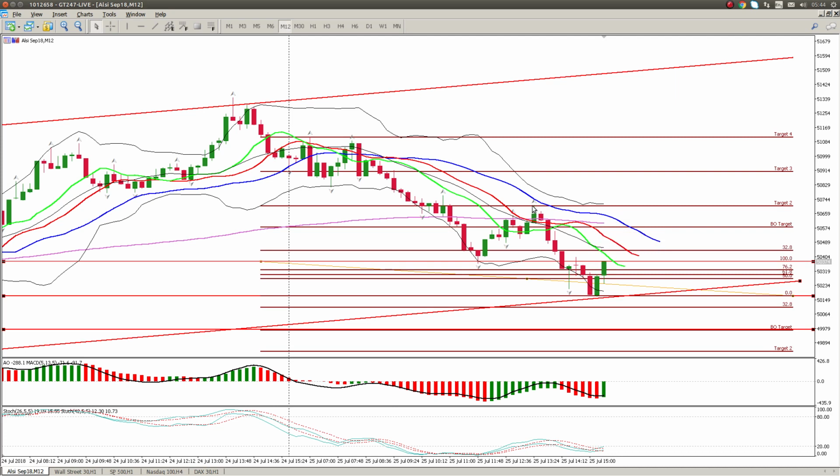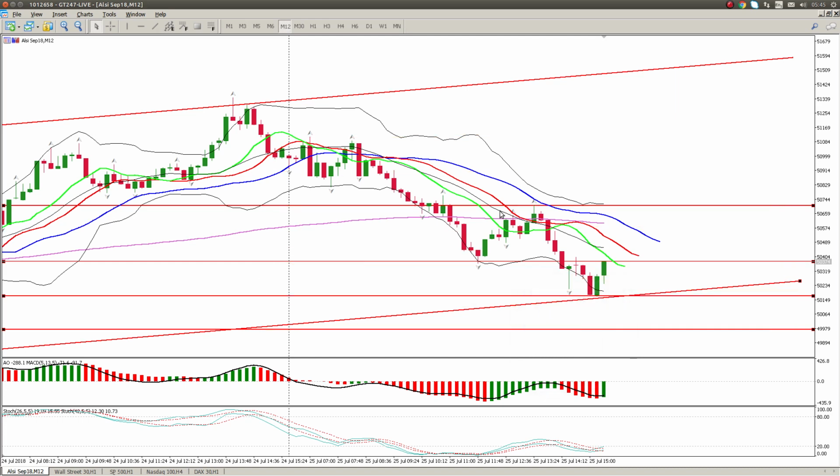Your second target would be the top of this fractal here. You can see that lines up with target number 2, and I'll put a line in there. Your second target would basically be 50,700. So those are your two areas to the upside, 50,600 and 50,700.